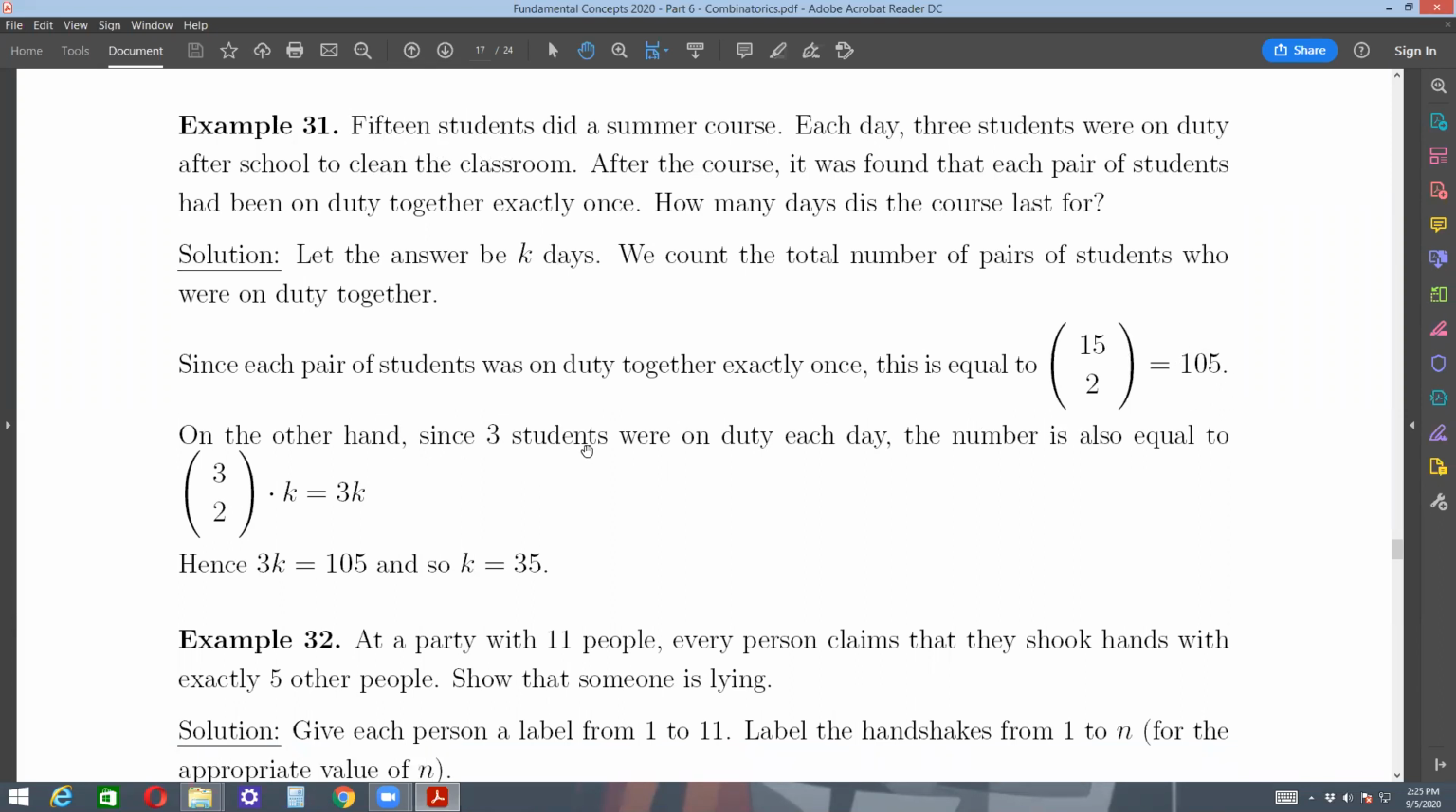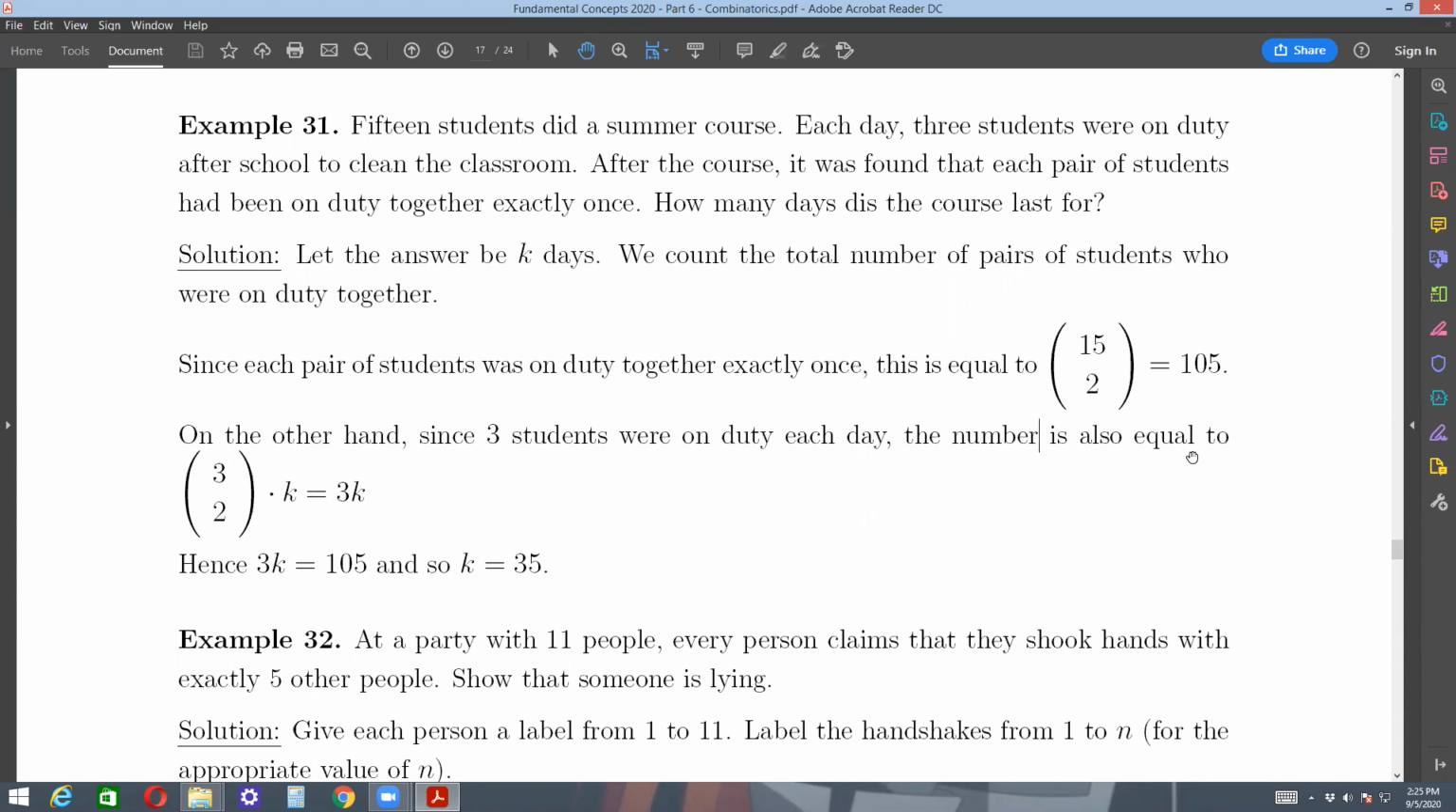On the other hand, 3 students were on duty each day. So if you have 3 students on duty each day, you have 3 choose 2, which is 3 pairs each day. For example, on the first day you have 3 students on duty, and that gives you the pairs AB, AC, and BC. Each day you have 3 pairs, so it's k days times 3 pairs that gives you the total number of pairs.